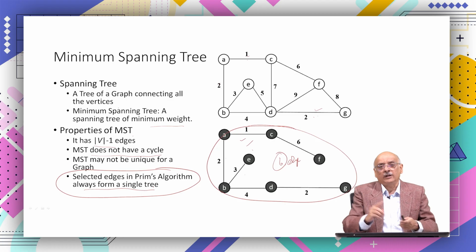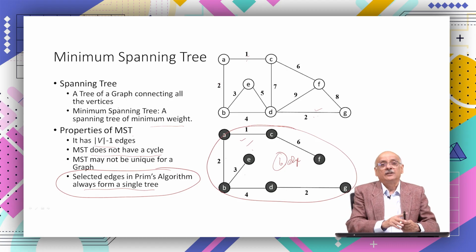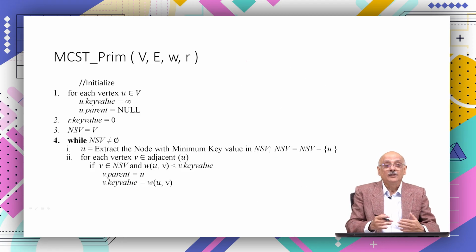So, it is not going to select edge D to F after selecting A to C. So, how does it work? How this particular algorithm works is the topic of our interest as far as this session is concerned. So, what is the algorithm as far as Prim's algorithm is concerned?